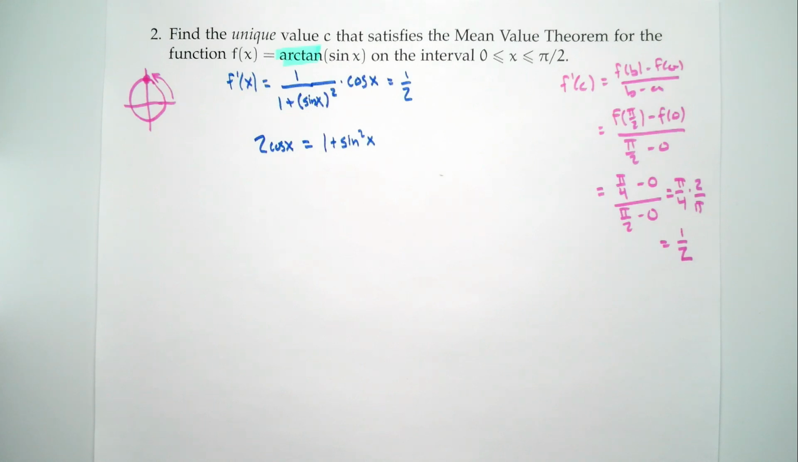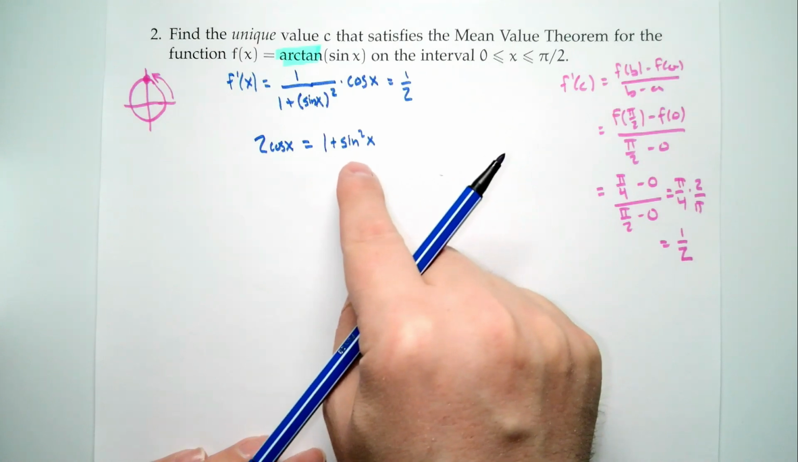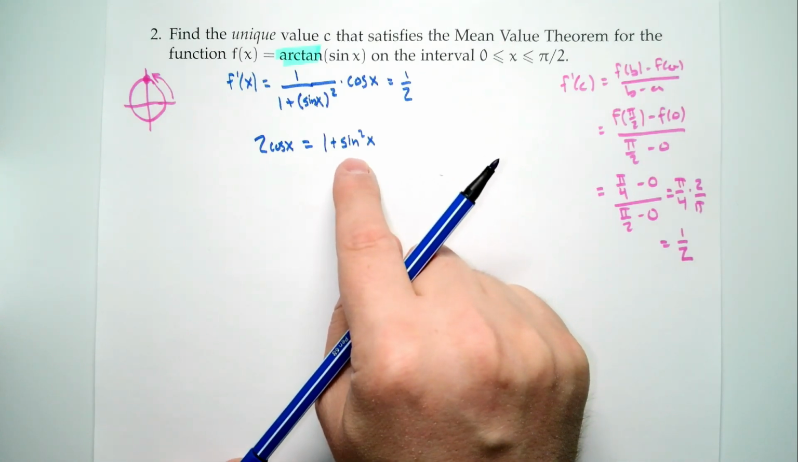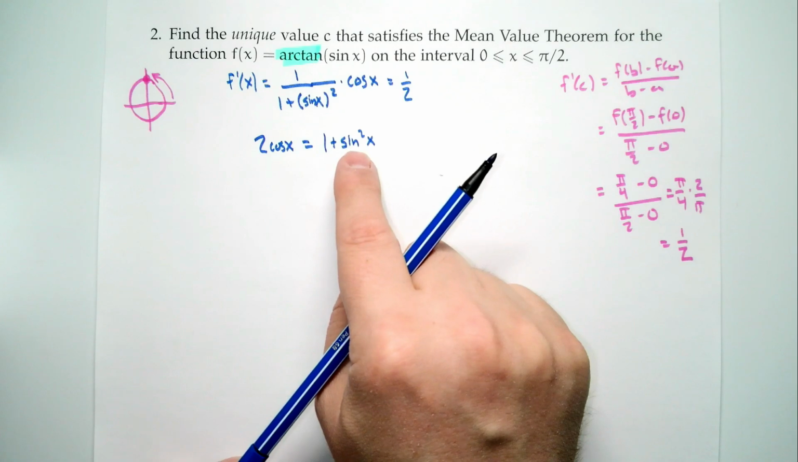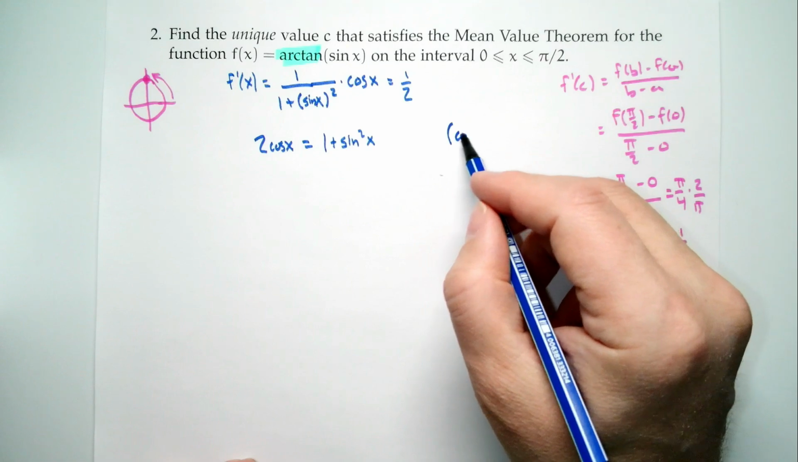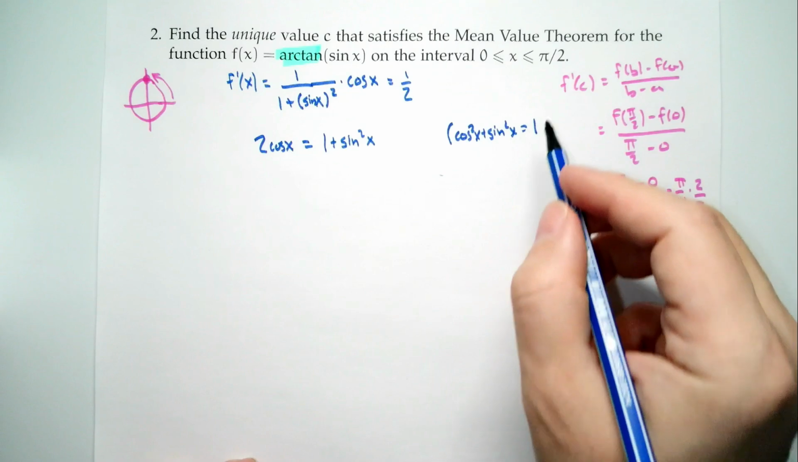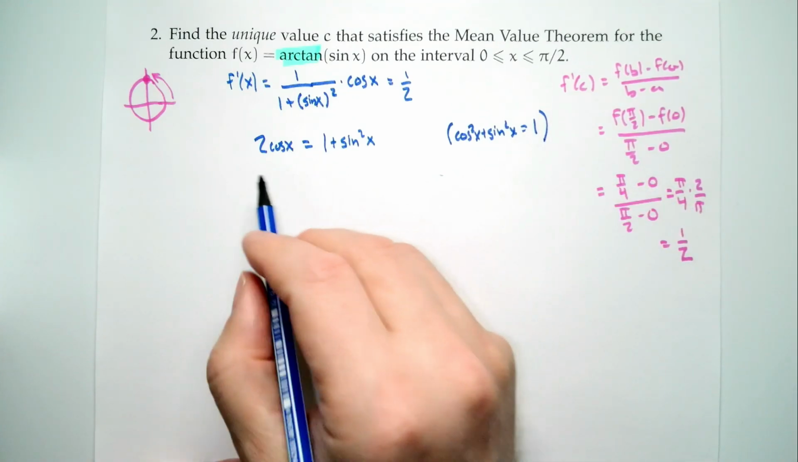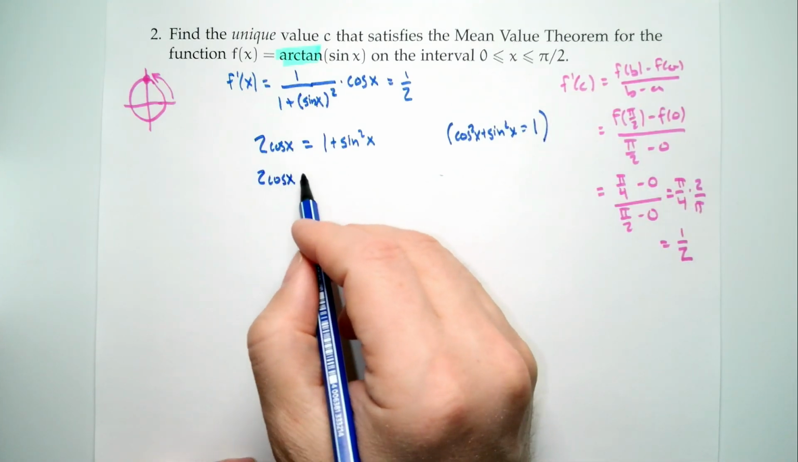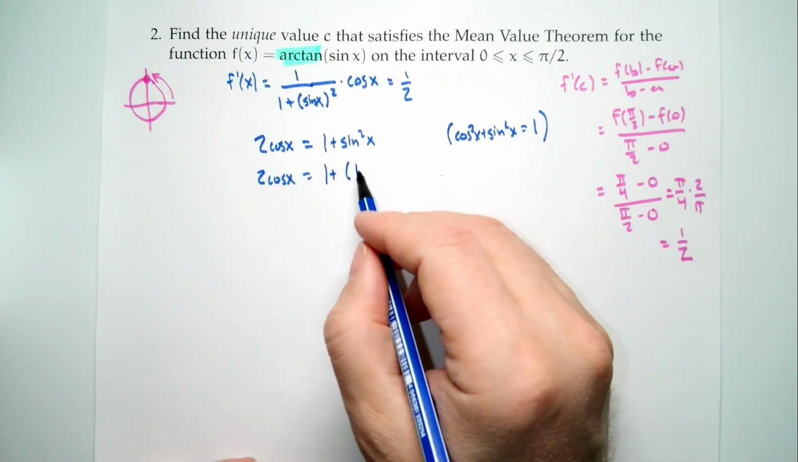Well, you always think, is there a trig identity? So, for instance, is there some way I can write this cosine in terms of sine? Or is there some way I could write this sine in terms of cosine? Well, notice that's sine squared. And there's this nice little identity that says if you take cosine squared plus sine squared, you get 1. So what we can do is we can replace the sine squared by 1 minus cosine squared.